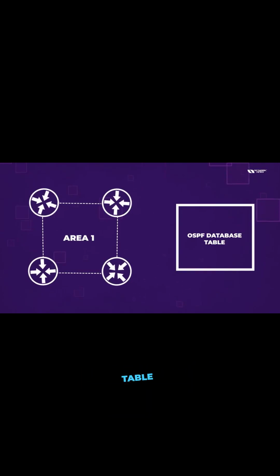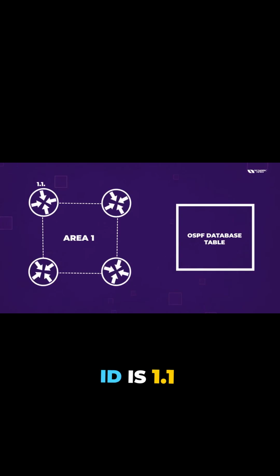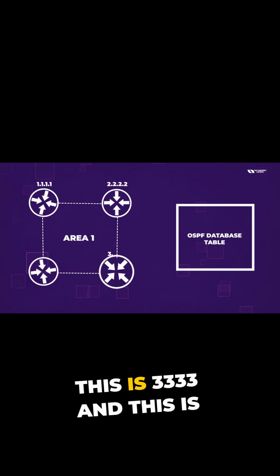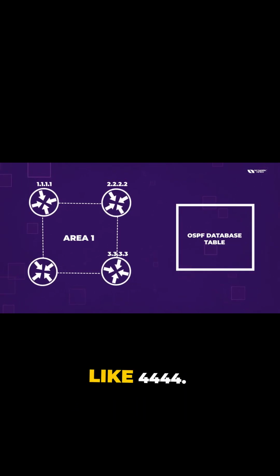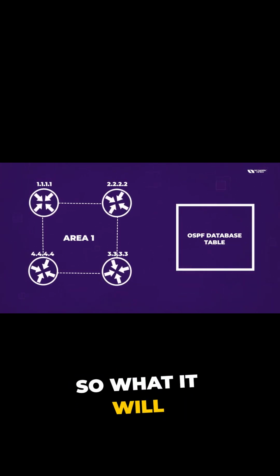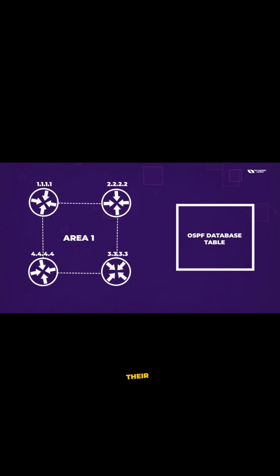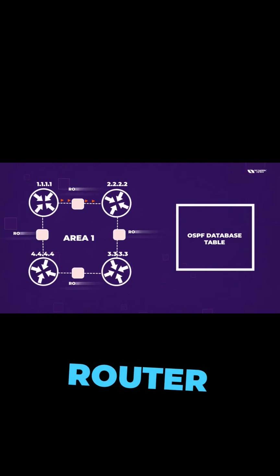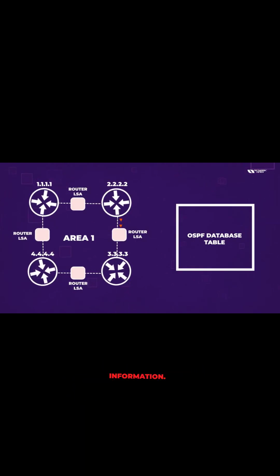And inside the table, suppose this router ID is 1.1.1.1. This is maybe 2.2.2.2. This is 3.3.3.3. And this is like 4.4.4.4. So what will happen? All routers will send their router ID, their basic information, with each other by using the router LSA. Okay, means they will update the information.